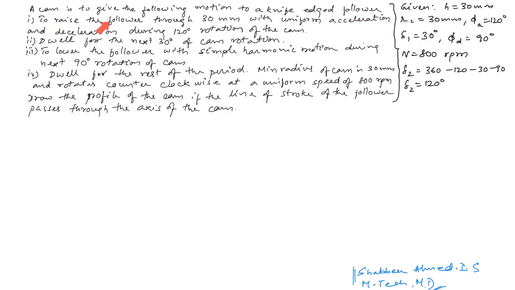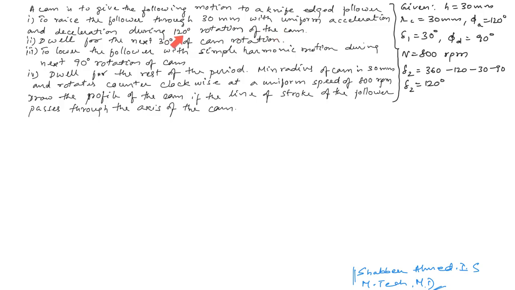So the first thing is to raise the follower through 30 mm with uniform acceleration and deceleration during 120 degrees rotation of the cam. So the maximum height, that is h, is equal to 30 mm, that is given in the problem. Now this is h, and the rise of the follower is by uniform acceleration. Of course, during the beginning half of the rise it will be acceleration, and the second half of the rise will be deceleration. Both must be uniform during 120 degrees rotation of the cam.